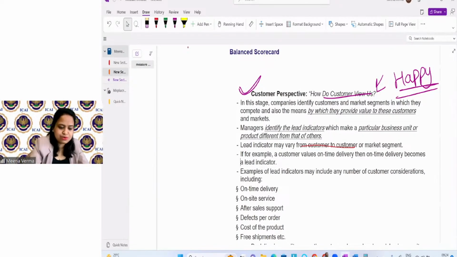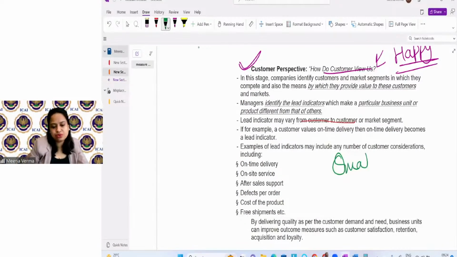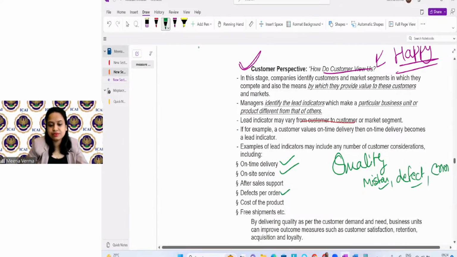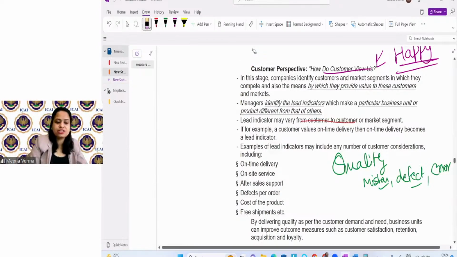Okay, how can you make the customer happy? If you provide them quality product, quality services, on-time delivery, right? On-site services. When your mistakes are fewer, when your defects are fewer, when errors are fewer, and you are providing good after-sale services, cost per product is less, free shipment. This will all make the customer happy, right? Focus on keeping the customer happy. That will come under customer perspective.